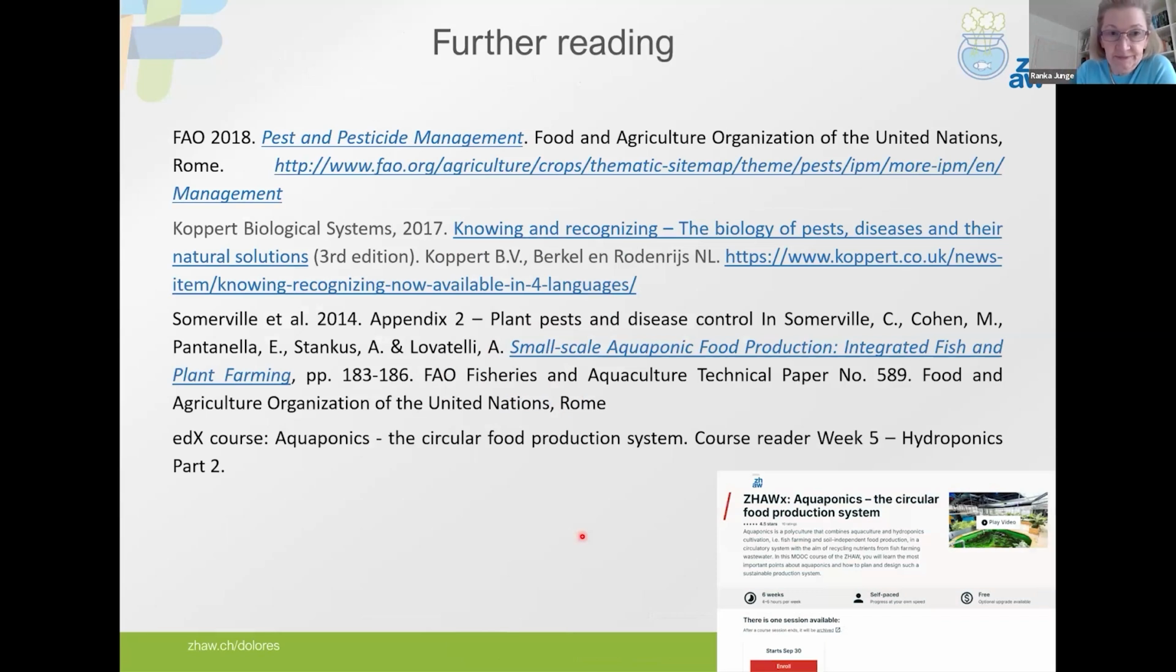Further reading. I assembled a bit of literature for further reading. You can take a screenshot and have a look at it. So now we come to more details and to the homework of this predicted no effect concentration.